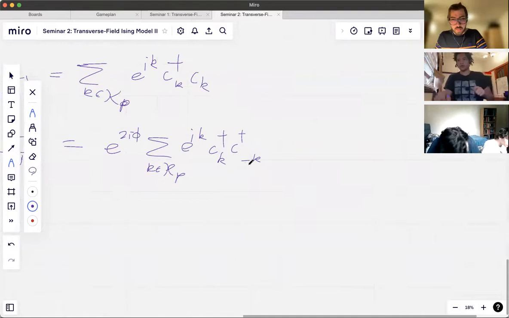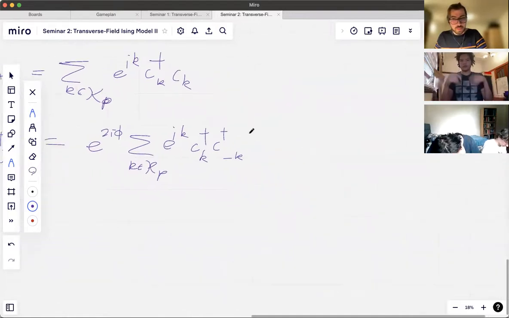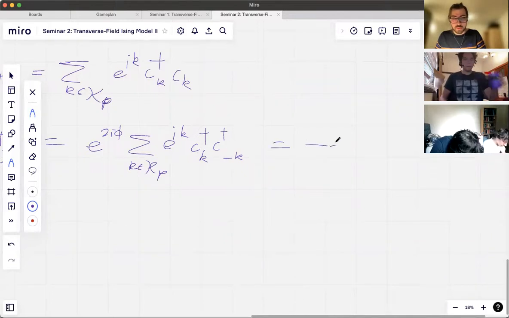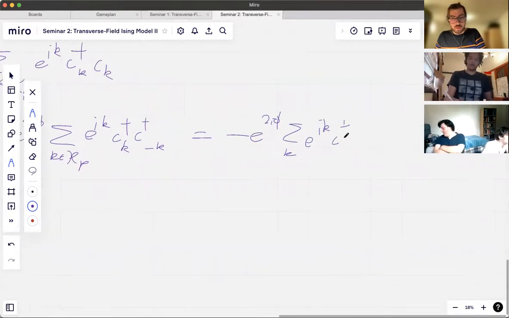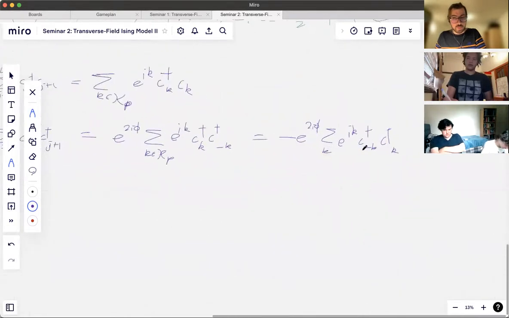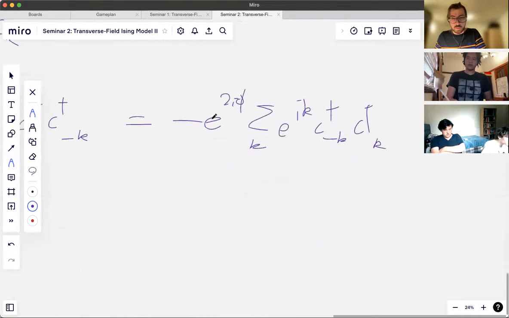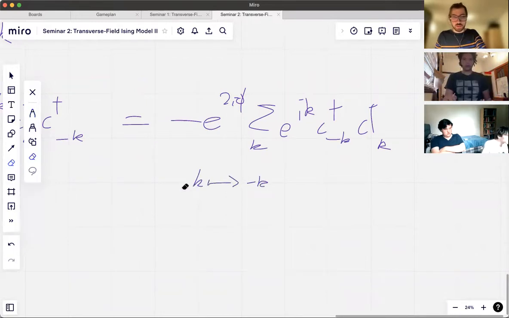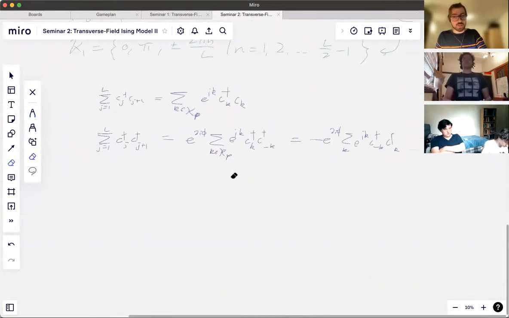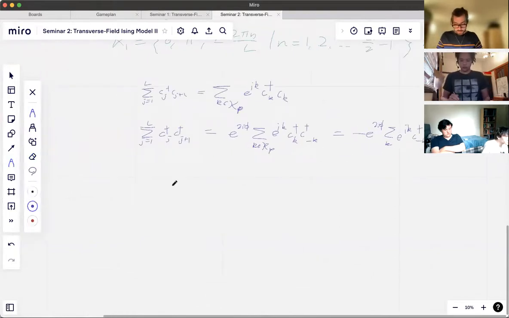Remember, the order is very important, because these things anti-commute, and so that's like negative e to the 2i phi, c dagger minus k, c dagger k. You can see by reflecting k, substituting k with minus k, you get back to the original thing. It's just important to keep the minus signs in order, which is admittedly annoying.